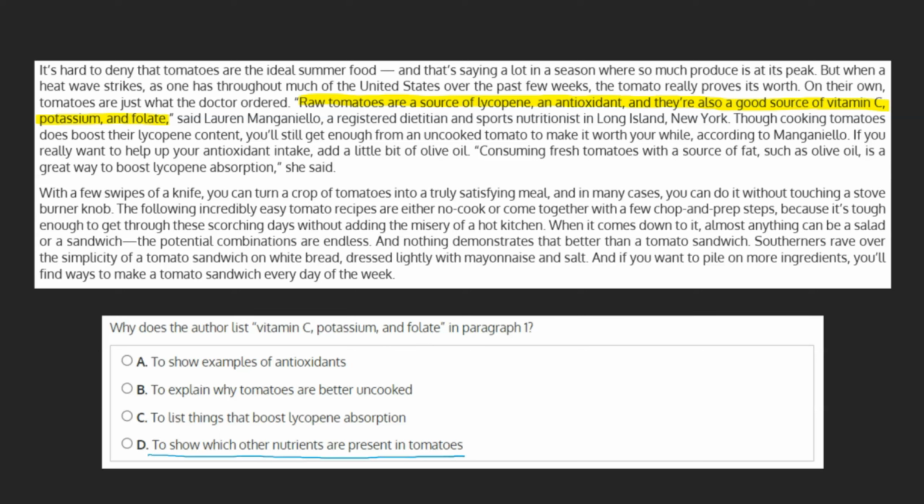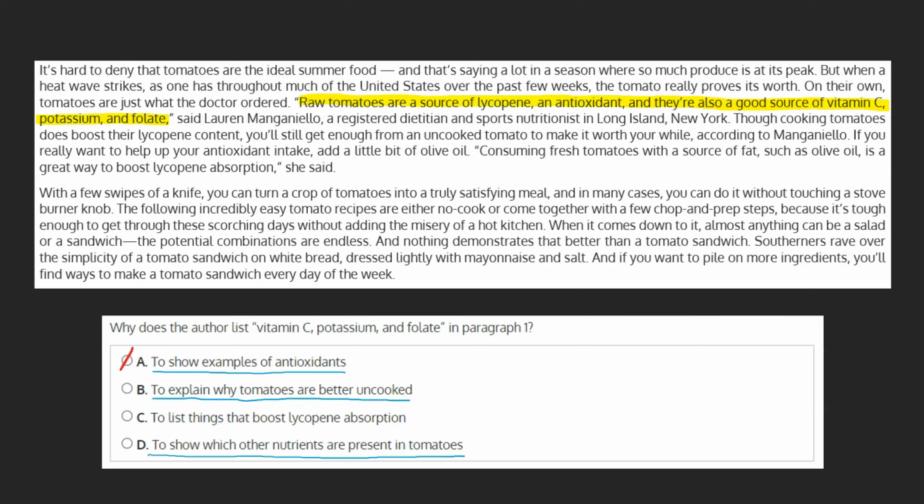If we'd like to be sure, we can take a quick look at the other answers to rule them out. A. To show examples of antioxidants. Although the text tells us that lycopene is an antioxidant, it doesn't tell us that these nutrients are. This can be marked as incorrect.